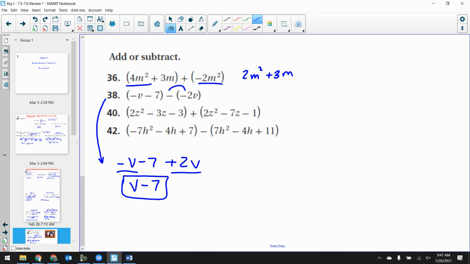4z to the second minus 2z minus 4. I like the 4z to the second and then the minus 4. It should be minus 10z in the middle. Did you? I think it's a minus 2.